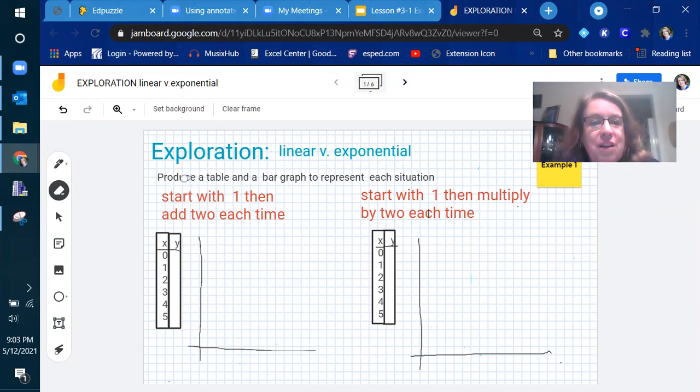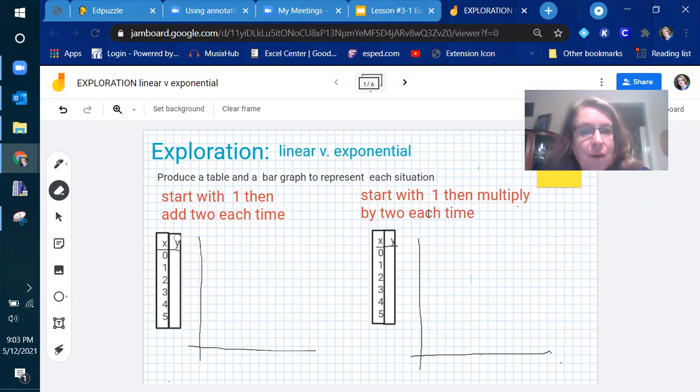So what I want to do is explore the idea, and this is kind of experiment number one, or example number one, and we're going to fill in a table, and then we're going to do a bar graph to represent these two situations. So in this situation, I'm going to start with 1, and then I'm going to add 2 each time. And then over here, I'm going to start with 1, but then I'm going to multiply by 2 each time. So we're starting with the same number, and here we're going to add 2, and then we're going to multiply by 2. And this just bothers me. It shouldn't, but it does. Okay, so let's get going.